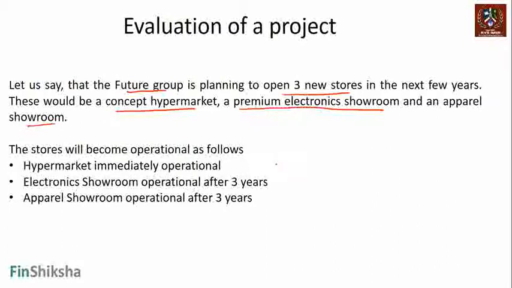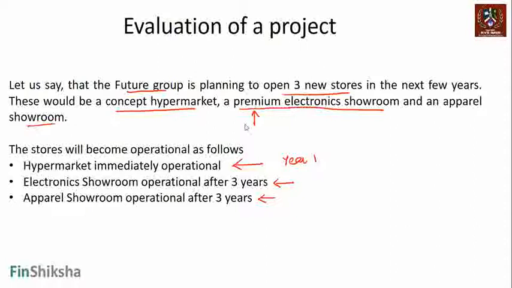The operational activity would be that the hypermarket would be immediately operational, that is in year 1. And if we look at the other ones, the electronic showroom would be operational after 3 years, and the apparel showroom will also be operational after 3 years. Apparel is the clothing showroom that they have, and electronics is the variety of showrooms like Chroma or eZone that they already own. They're now moving to a premium one in that category.